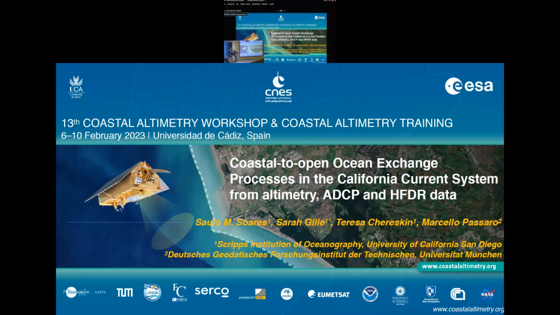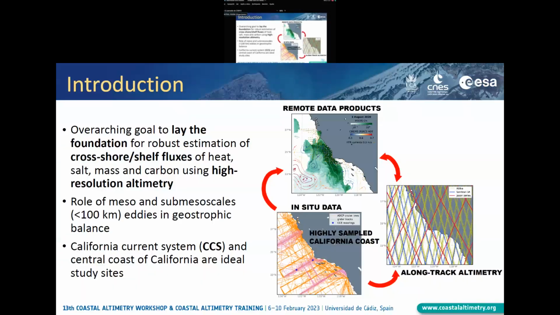The previous talks talked about very large things and low frequency processes. We're now going to look at small scales. Our idea was essentially to try to get a sound physics-based methodology to extract cross-shore velocities and eventually get at other more interesting things like fluxes of heat and carbon using high-resolution altimetry.